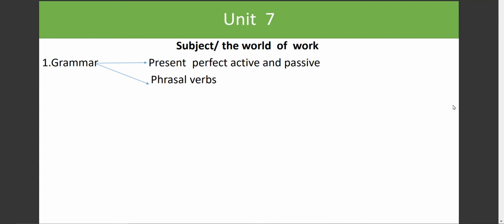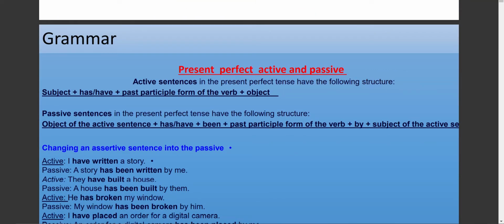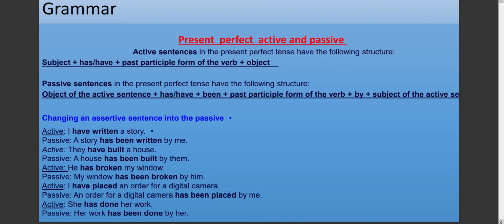المضارع التام، المبني المجهول والمبني المعلوم. And then we have phrasal verbs, right? Alright, so we start with the present perfect, active and passive. Active sentences طبعا راح نبدي step by step. We will start, right? Active sentences الجمل المبنية المعلوم in the present perfect tense have the following structure.